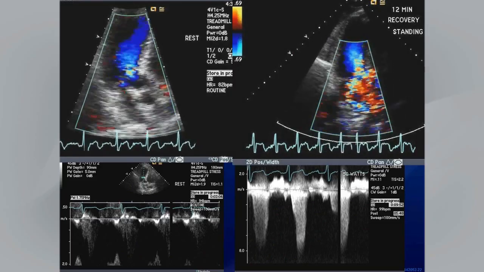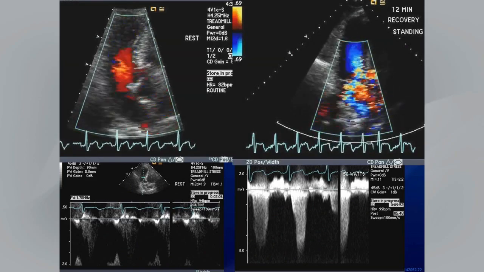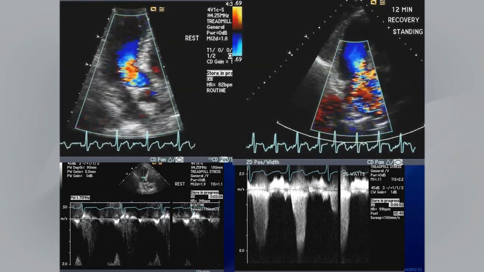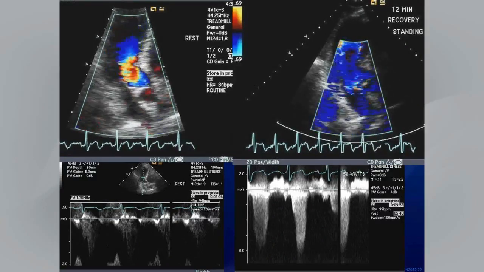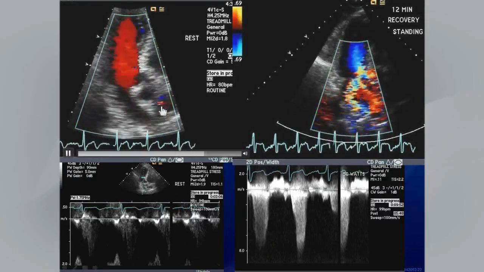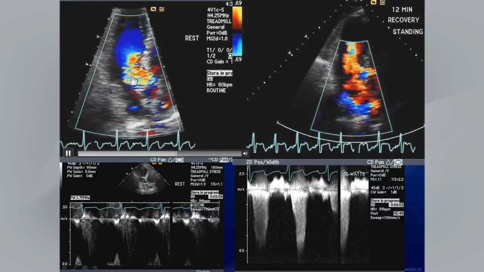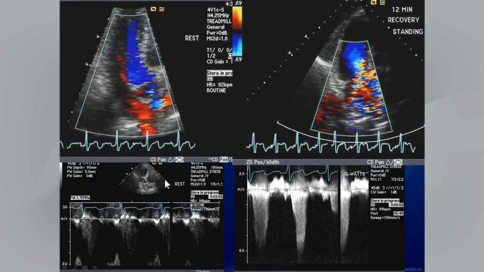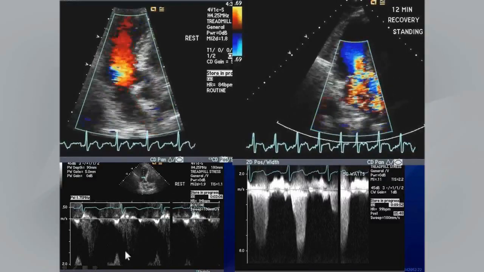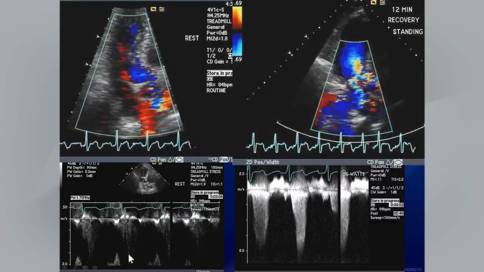Here's an example of a patient who came to our lab for an exercise echo. You can see a patient with hypertrophic cardiomyopathy. There is acceleration of flow in the left ventricular outflow tract. This was accompanied by this late peaking increased velocity Doppler profile.